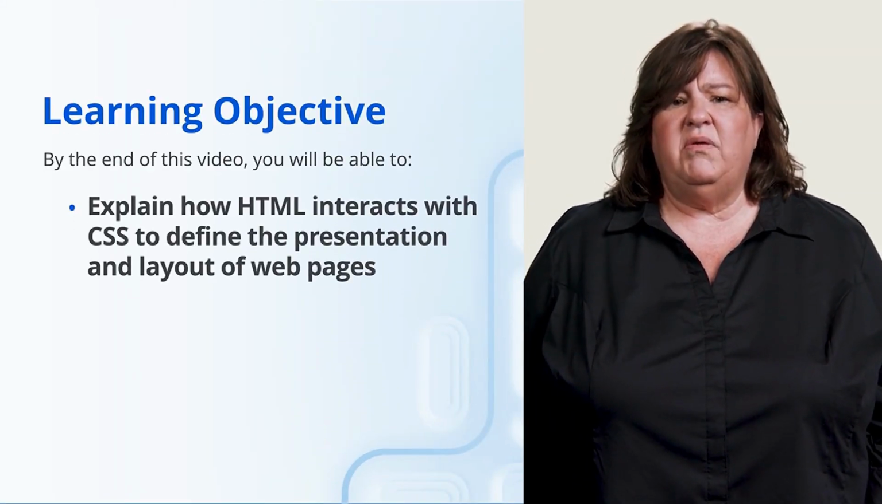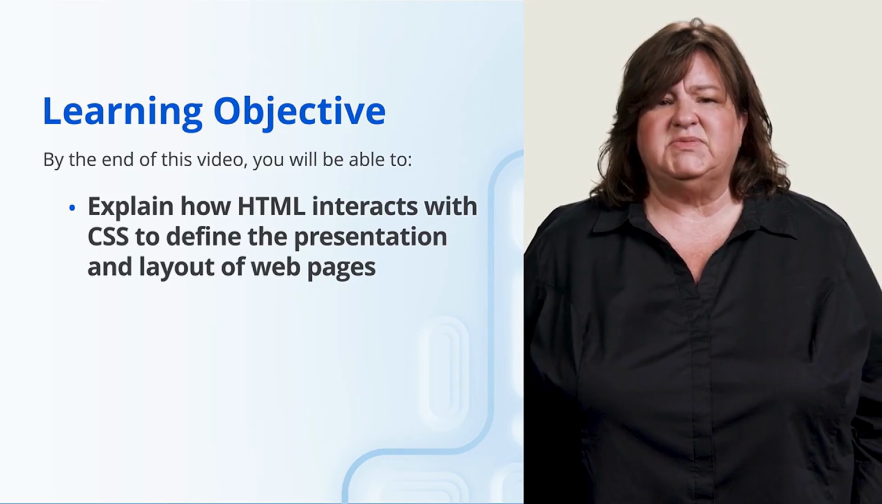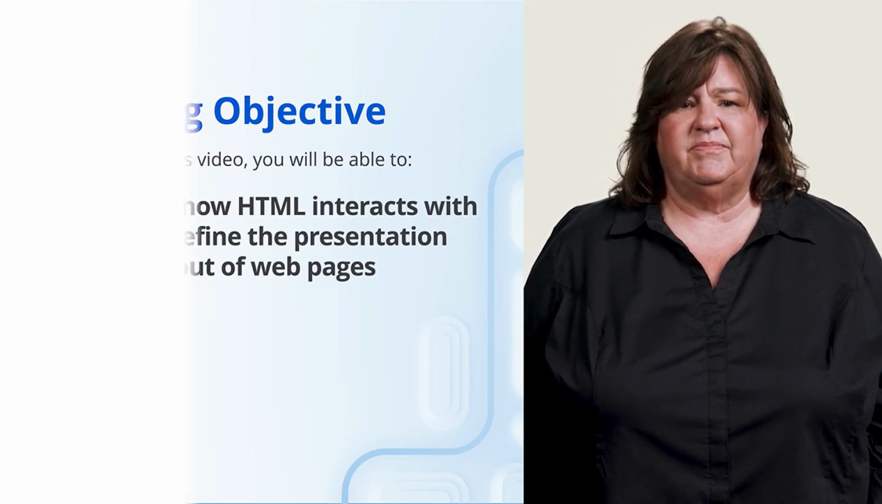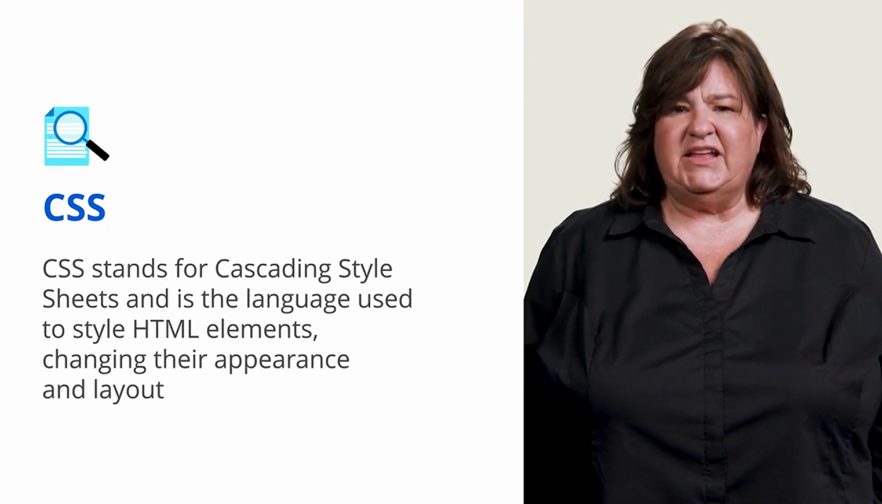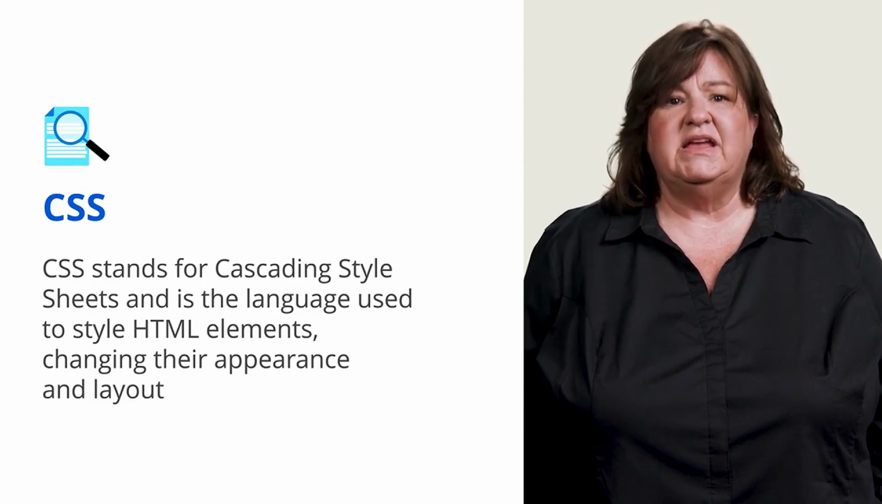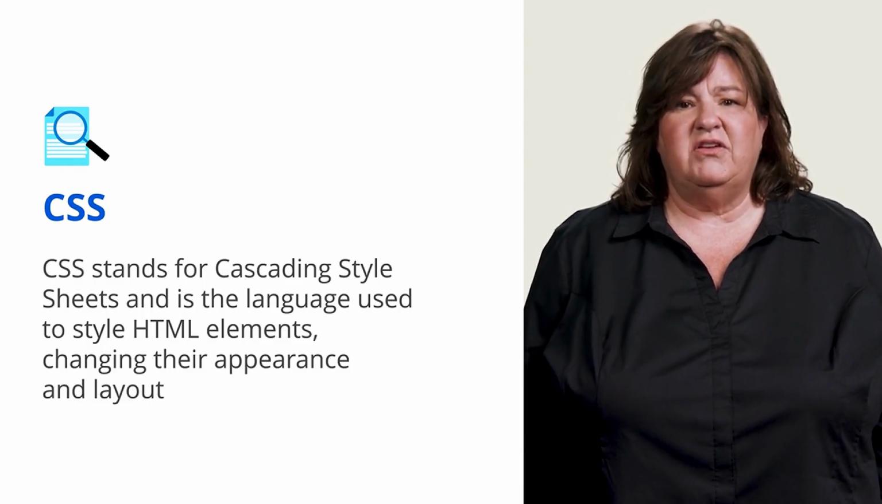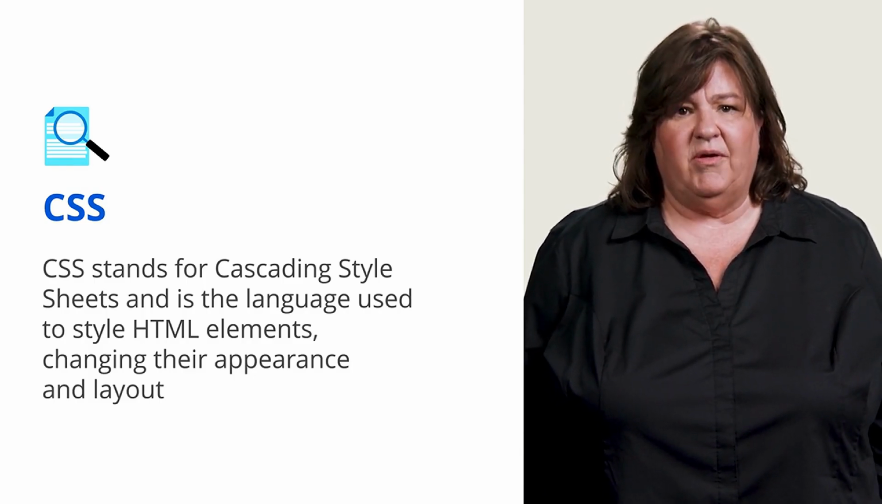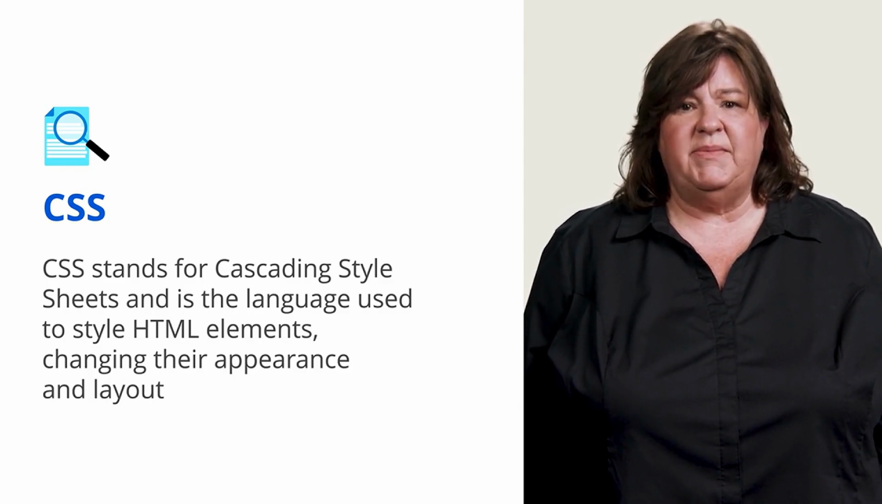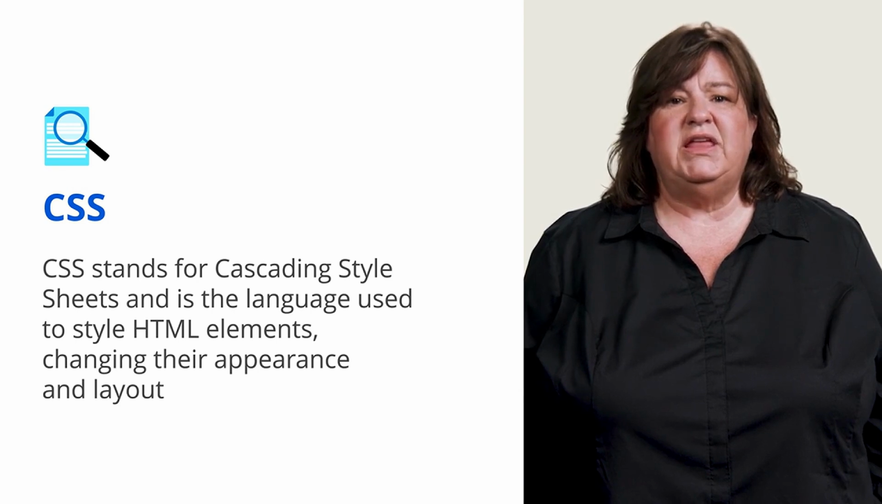In this video, we will explain how HTML interacts with CSS to define the presentation and layout of web pages. CSS stands for Cascading Style Sheets and is used to style HTML elements. It allows developers to change colors, fonts, layouts, and more. By applying CSS, you can transform a plain HTML document into a visually appealing web page. Let's examine some of the things that CSS can do for a website.